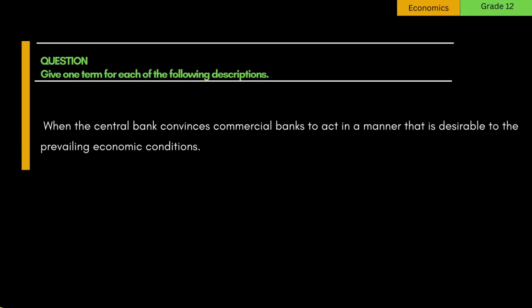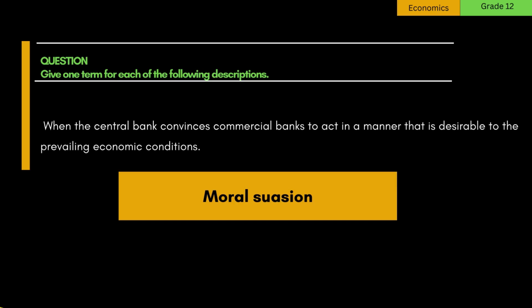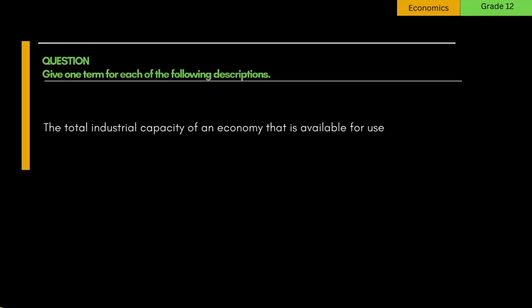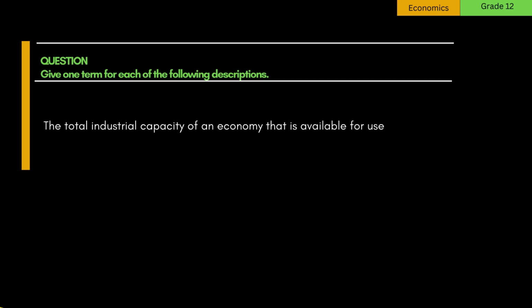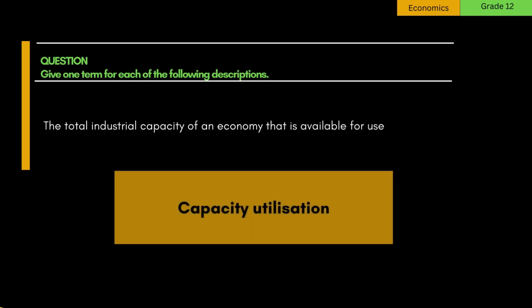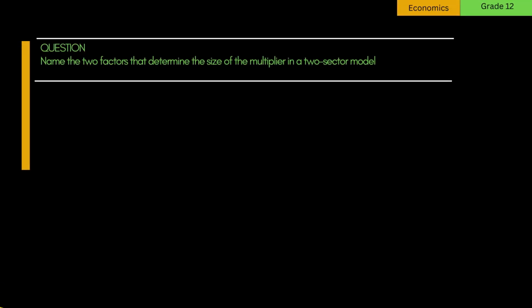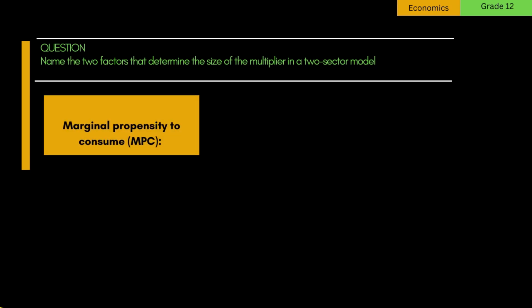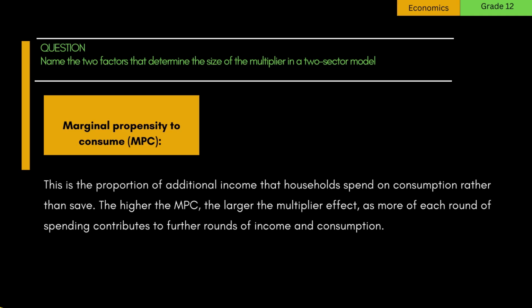5. When the central bank convinces commercial banks to act in a manner that is desirable to the prevailing economic conditions. The correct term is moral suasion. 6. The total industrial capacity of an economy that is available for use. The correct term is capacity utilization. Question: name the two factors that determine the size of the multiplier in a two-sector model. 1. Marginal propensity to consume, MPC. This is the proportion of additional income that households spend on consumption rather than save.